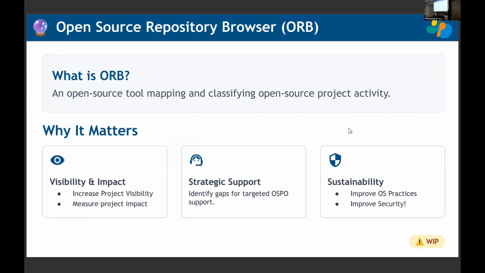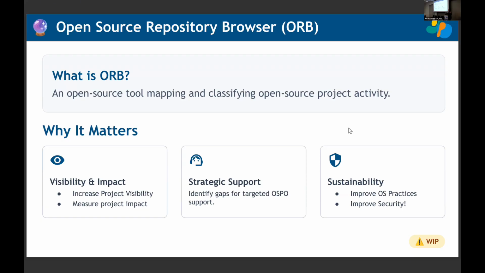So what is the open source repository browser? It is a work in progress, so just mind that. But it's an open source tool that maps and classifies open source project activity. Initially within the UC system, but we have expanded it to a lot more universities across the world, actually. So why does it matter? We're hoping that this tool will help universities with visibility and impact, so help them figure out who's there and also showcase the projects that are doing open source, and also communicate impact to institutions. Also figure out gaps for targeted OSPO support.